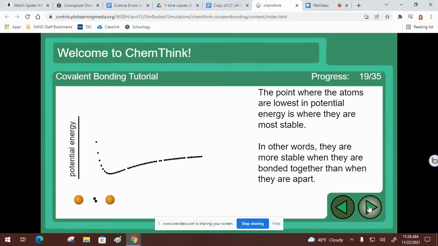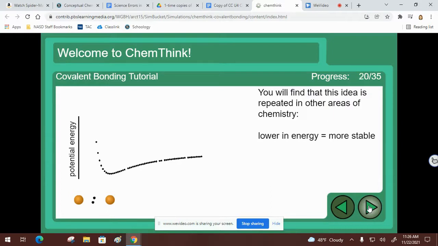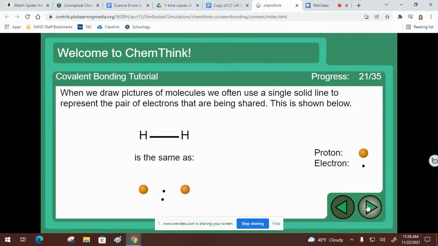The point where atoms are lowest in potential energy is where they're the most stable. In other words, they are more stable when they are bonded together than when they are apart. Answer the next question. You'll find this idea is repeated in other areas of chemistry. Lower in energy means more stable. When we draw pictures of molecules, we often use a single solid line to represent the pair of electrons that are being shared. Answer the next question.